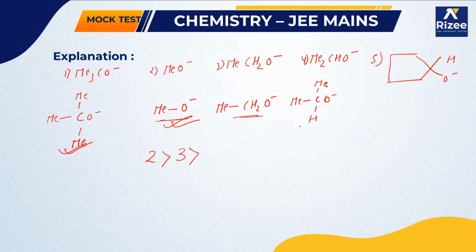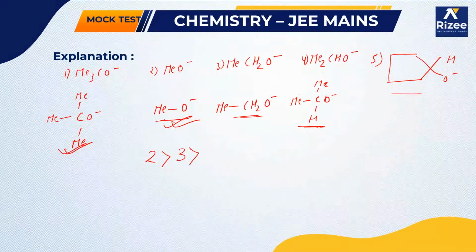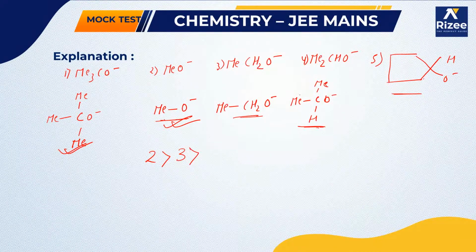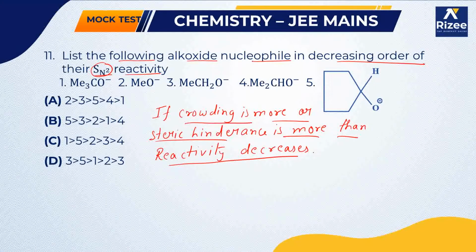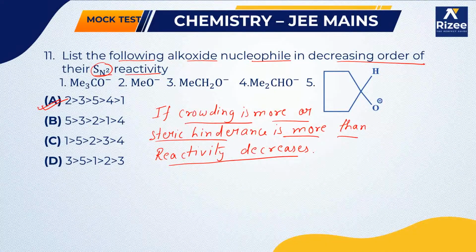Now here you can see one molecule is with 2 methyl groups attached, and here one carbon is there, which has 2 CH2 groups attached. So between this 4th and 5th, which one will have greater reactivity? Because this is a cyclopentane compound, cyclopentane compounds are more reactive. So we can write the 5th one. Next, it is obvious the 4th one, and the least reactive is the 1st one. So our order is 2, 3, 5, 4, 1. Let's see the options. So our first option is there.